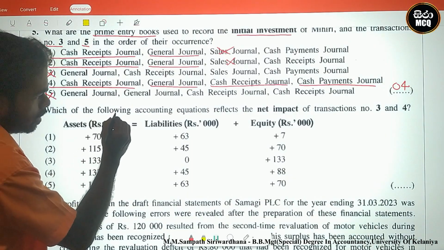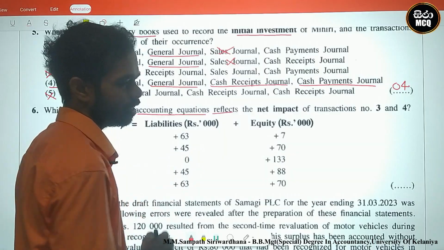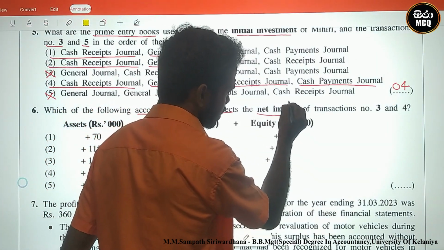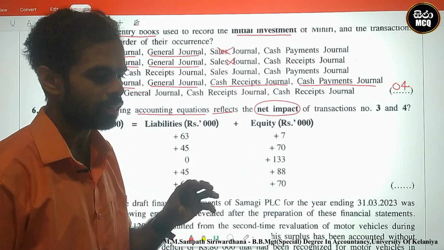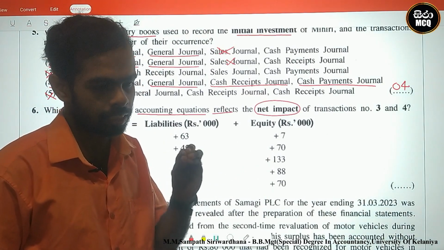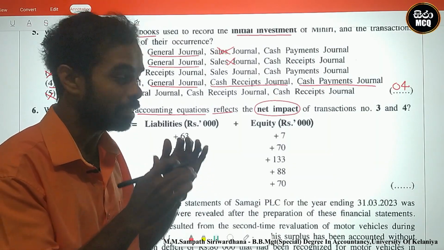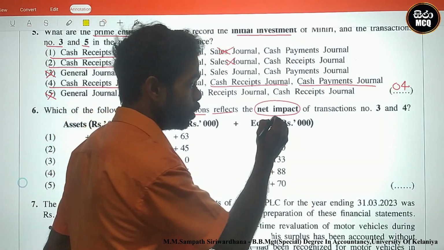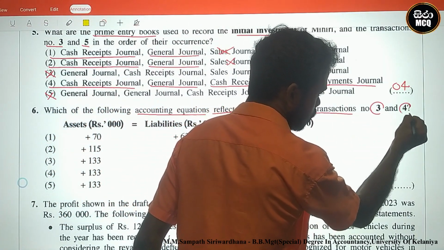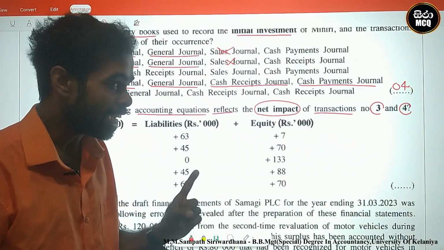Which of the following accounting equations reflects the net impact? Net impact means there is an increase or a decrease, or after the increase and decrease there's a net increase or net decrease. We must identify this for transactions number 3 and number 4. Only we must concentrate on transactions 3 and 4.